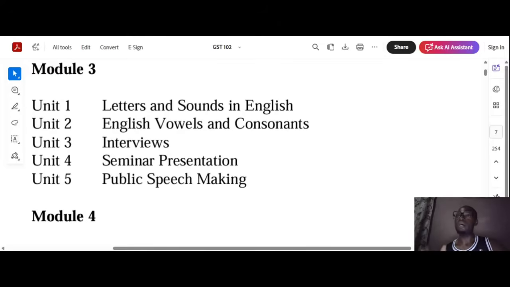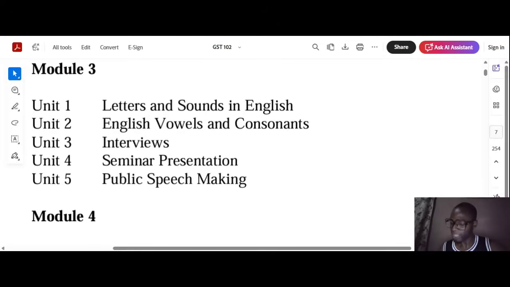Don't forget, always bear in mind as we go through GST 102, the two main objectives of GST 102 that it wants to achieve in your life is how to speak effectively, how to be a public speaker, how to speak efficiently in public, and how to write. So after going through this course, you should be a producer, a writer.